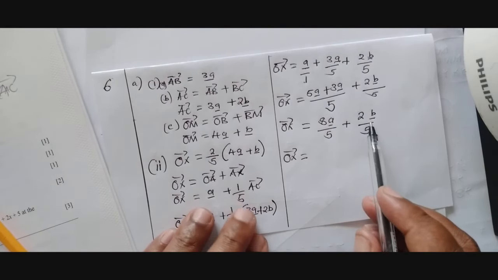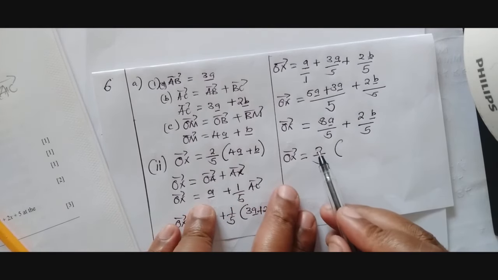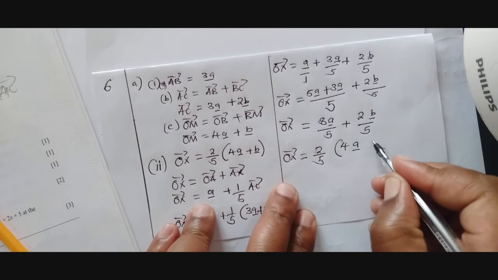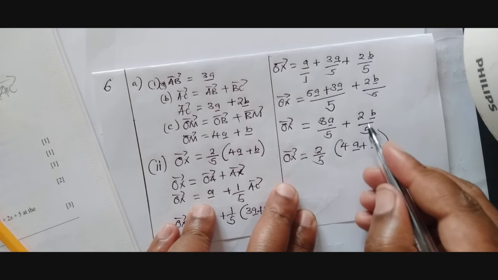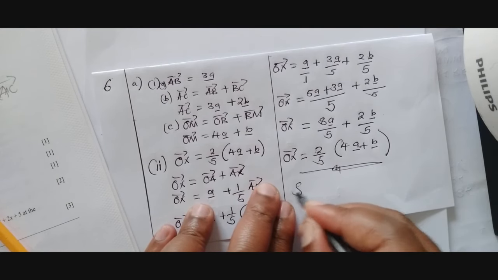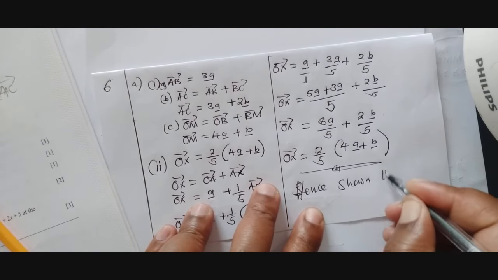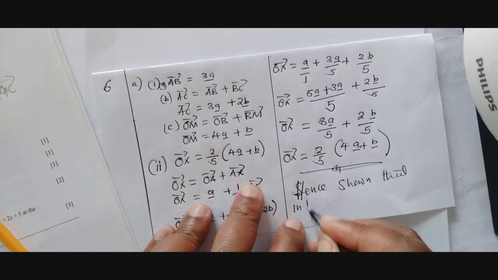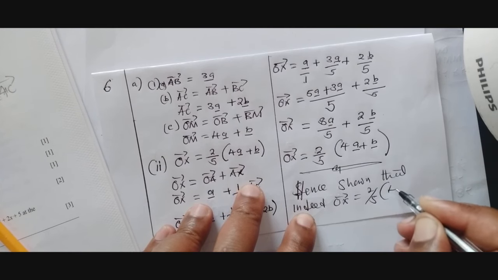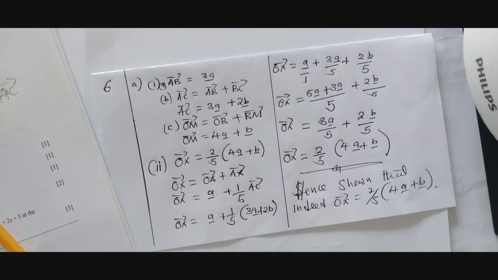OX is equal to, we can now factor out because we want to show that OX is 2 over 5. So we can bring out the 2 over 5, which is common. 2 over 5, open bracket. Now 2 into 8 is 4. So you have 4a. 2 and 2 will cancel, you remain with what? B. So there'll be plus b here. Because you have pulled out the 2 over 5, you remain with b. This is the answer. You can even say hence shown that indeed OX is equal to 2 over 5 times 4a plus b. Okay, that's how you deal with that one.